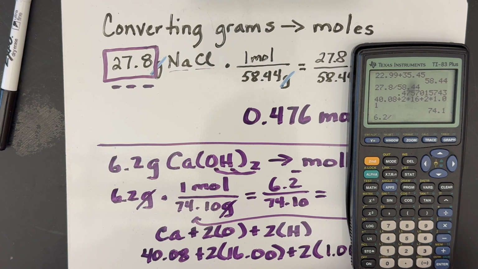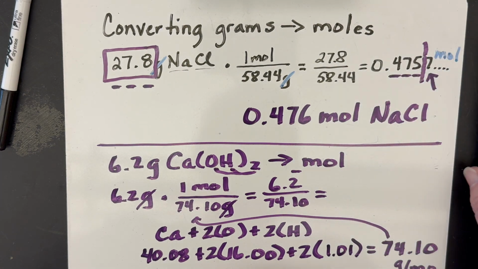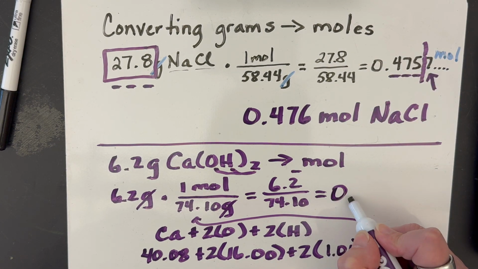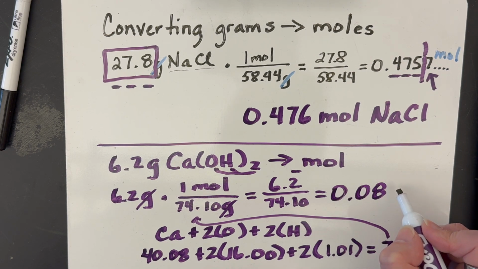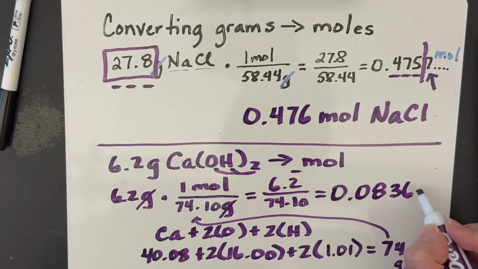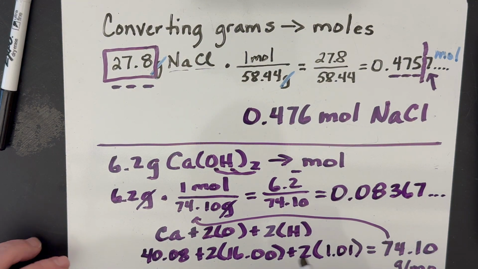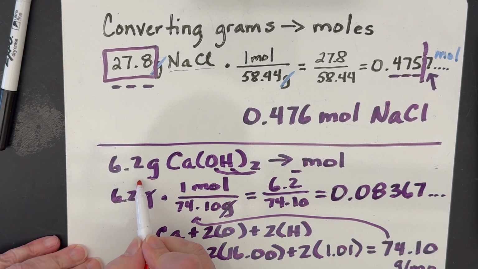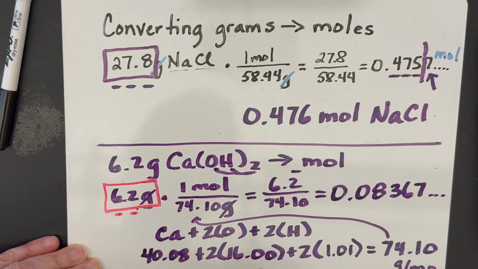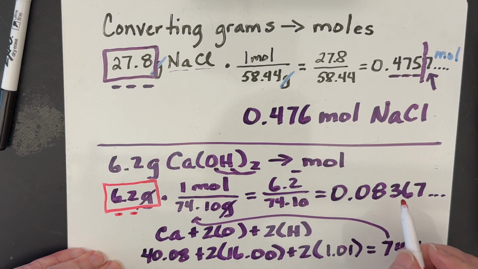6.2 divided by 74.1 is 0.0836. Okay, so we go back and we look at our original number, our given, which had 2 digits. So we are going to ignore the 0 and keep 2 digits.